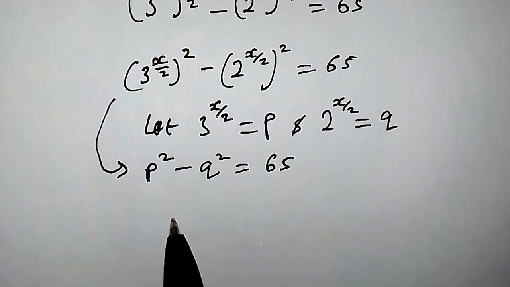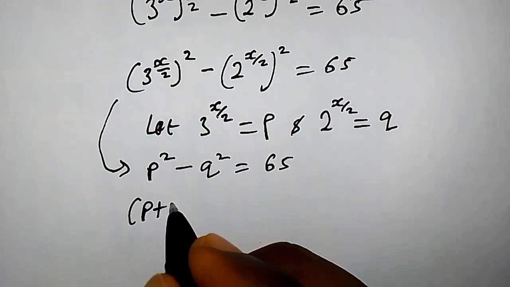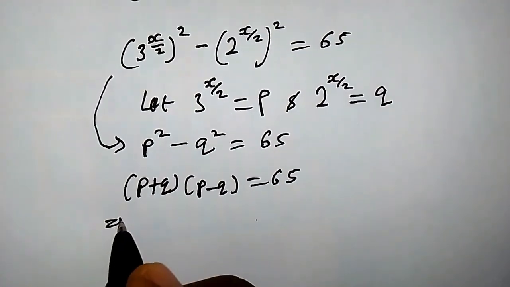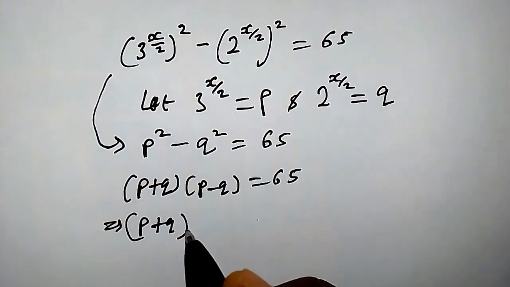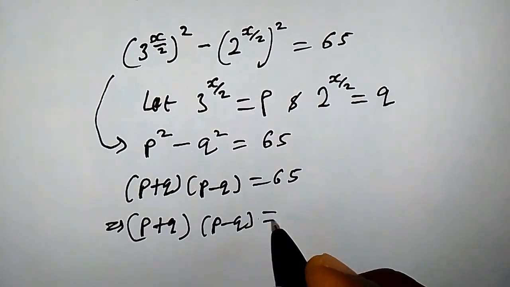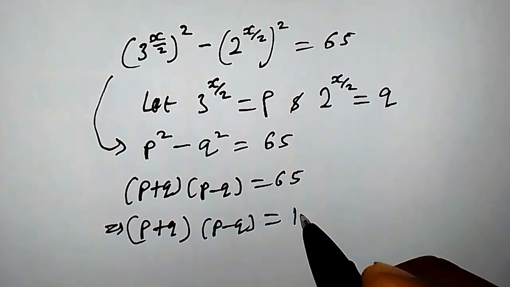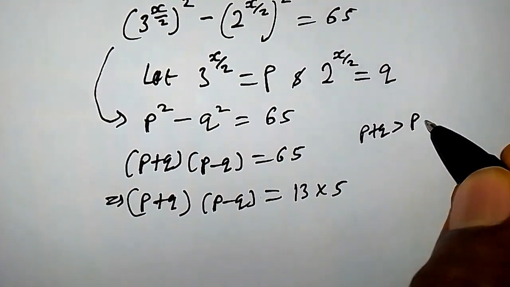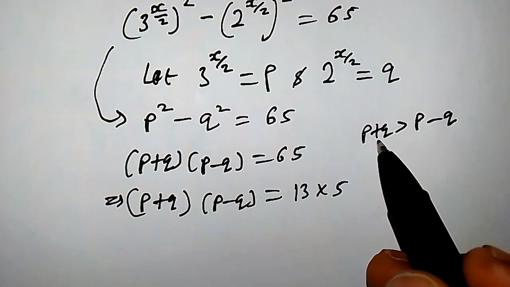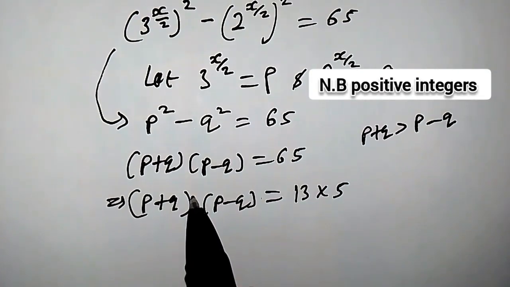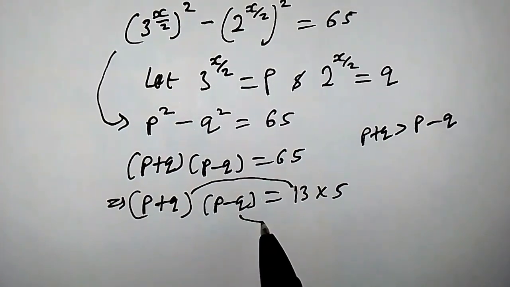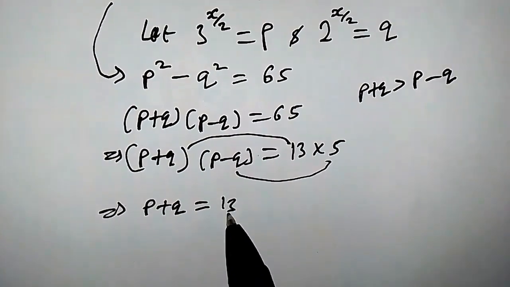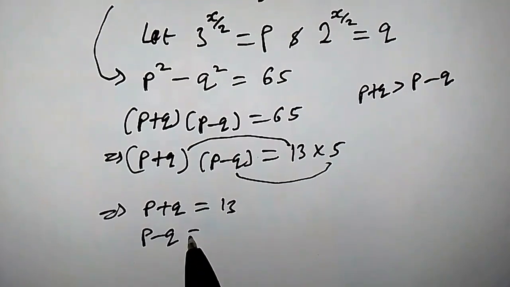P square minus q square is the difference of two squares, which could be written as p plus q times p minus q equals 65. So this implies that p plus q times p minus q equals 65, which can be written as 13 times 5. Obviously, p plus q is greater than p minus q. That is, the addition of two integers will be greater than their difference. So that implies that p plus q will be 13 and p minus q will be 5.